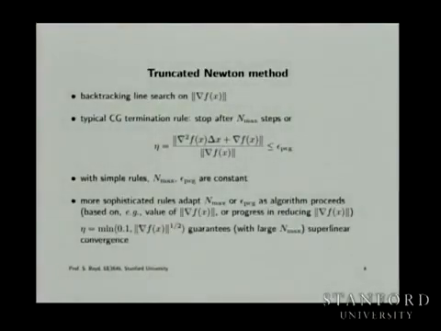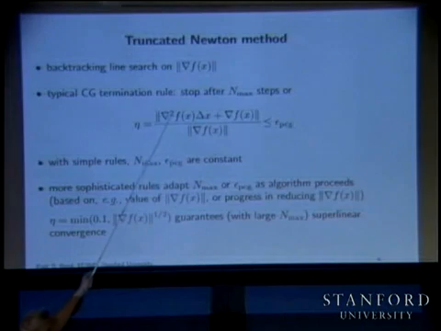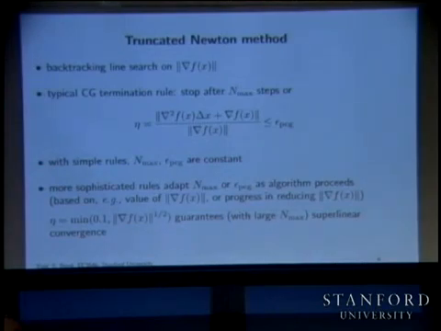Okay, so here's truncated Newton method. You'll do a backtracking line search on this. You could do a backtracking line search on F as well. The typical CG termination rule is going to stop when this, your Newton system residual, divided by the gradient, which, by the way, is the right-hand side, is small. So this is exactly the eta that we had before. There's no reason, this is an okay one. All of these things are kind of heuristic. So exactly what you use to stop maybe doesn't matter so much.